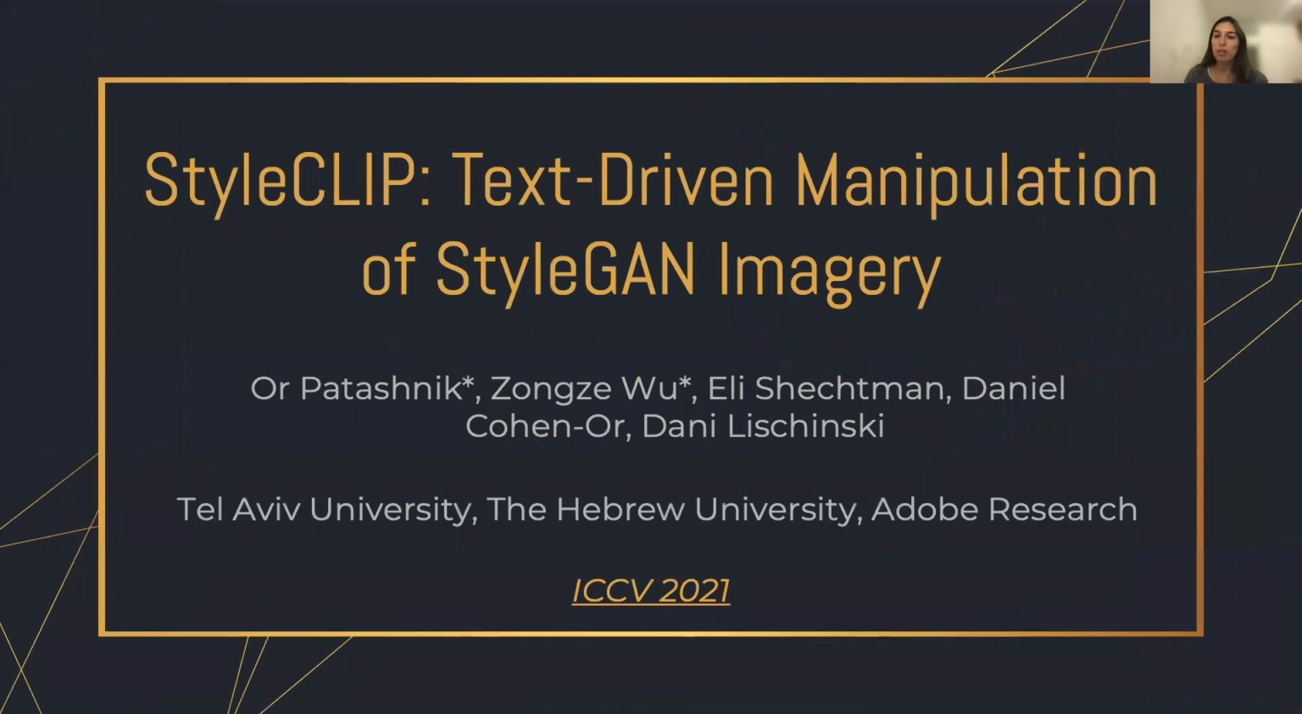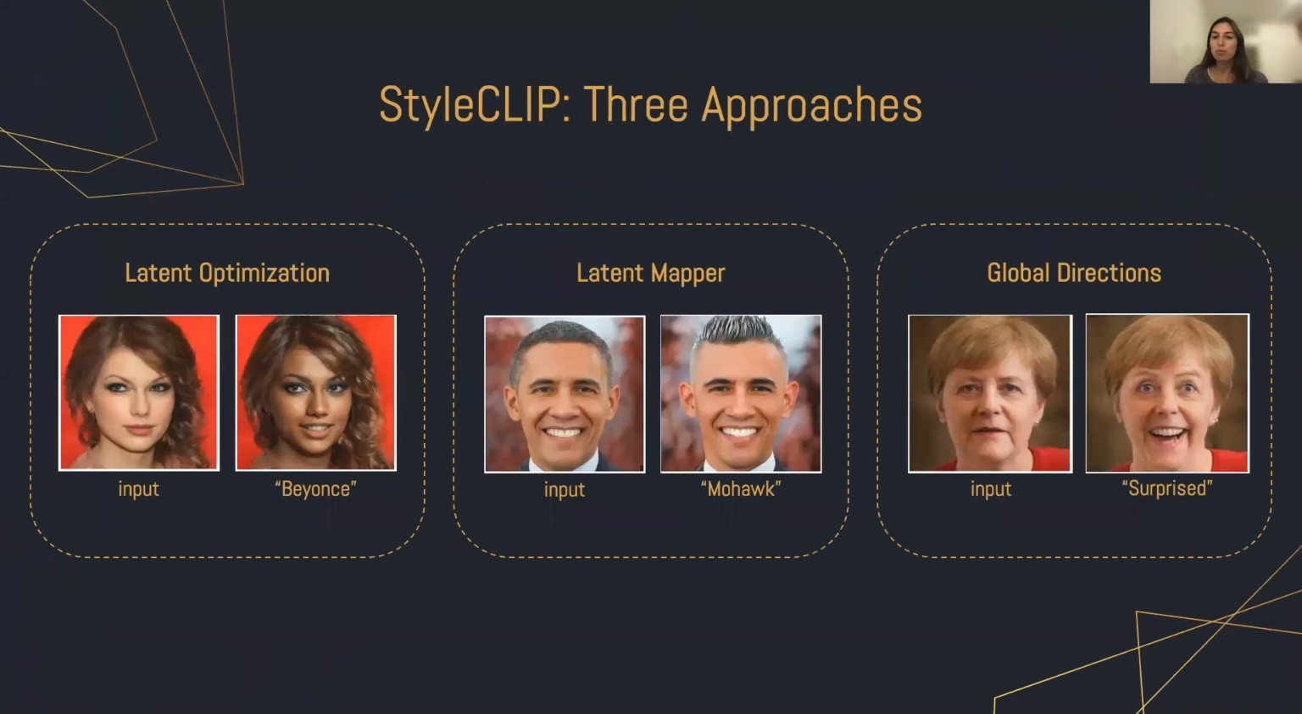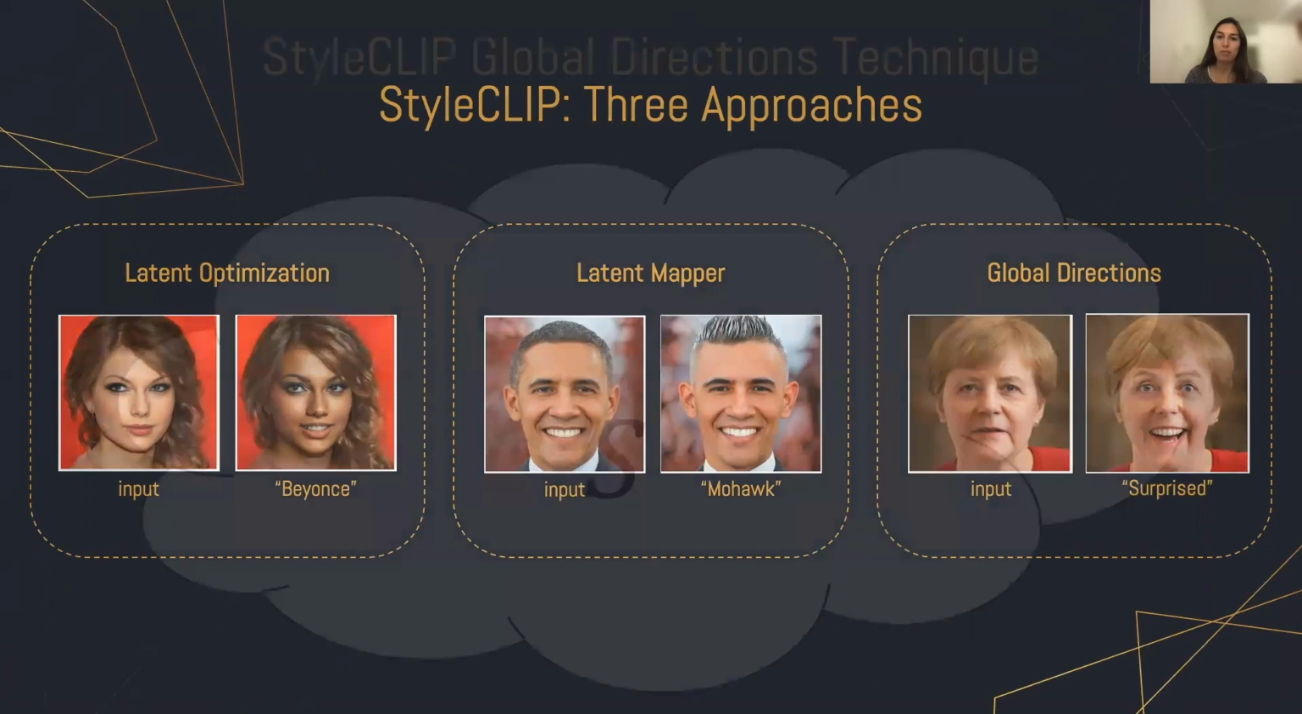We'll start by talking about StyleCLIP. In StyleCLIP, we employ CLIP to guide a traversal in the latent space. This allows us to use text for editing images. We introduced three approaches for employing CLIP in the latent space navigation. Each of them has pros and cons. Since we're short in time, we will focus on the global directions approach.